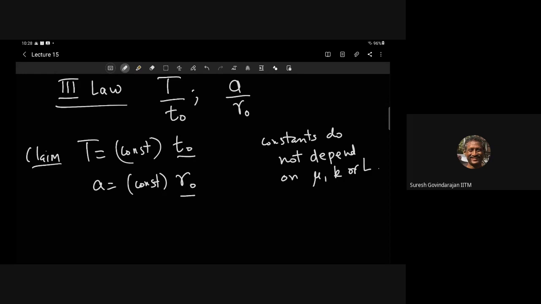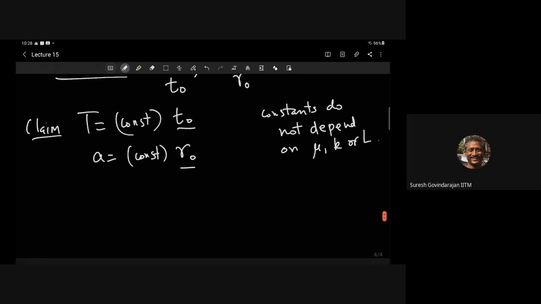Do you agree with what I've written, what I'm claiming here? Yes. Okay. Now comes the most interesting part of the story, is that both T naught, let's write out what T naught was. Again, T naught was L cubed by mu k square, and R naught is L square upon mu k.